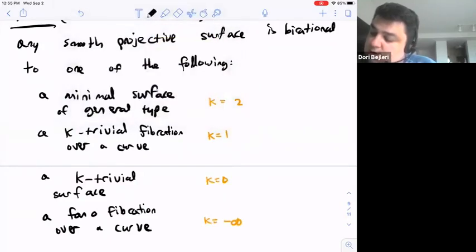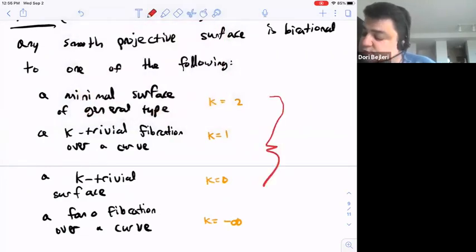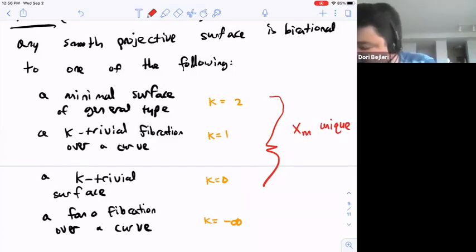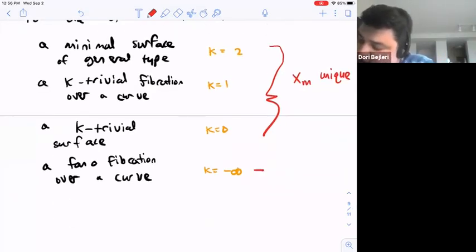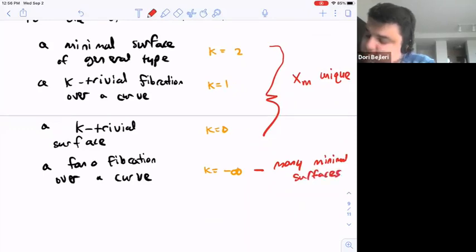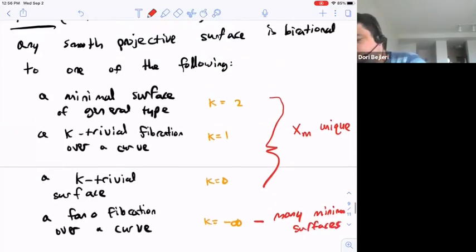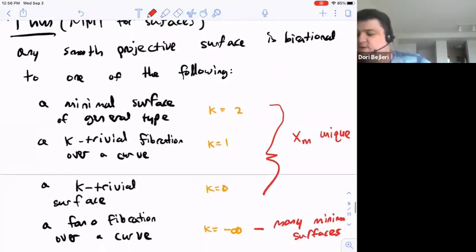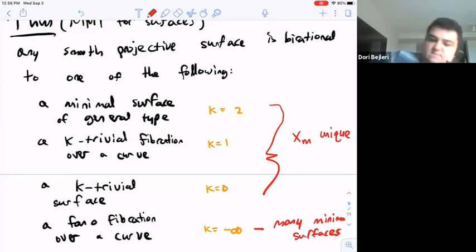And in these first three cases, there's actually a unique minimal model, or a unique minimal surface. We'll only call it a minimal model in the general type case. And in this last case, there are many minimal surfaces. Okay, so that's the theorem that we'll talk about next week a bit. And that's a guiding theorem for trying to guess what will happen in higher dimensions.